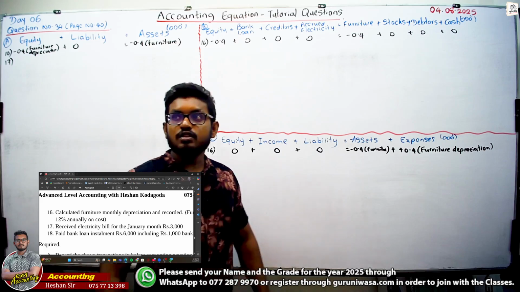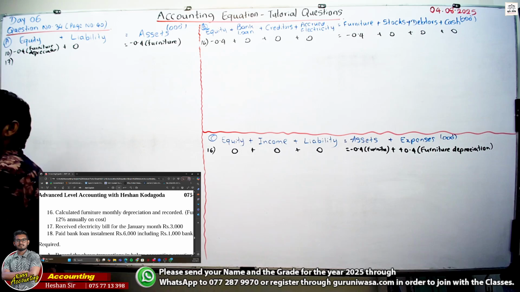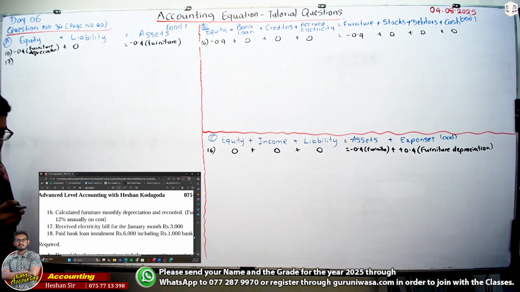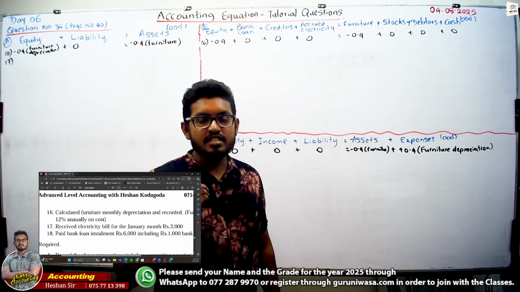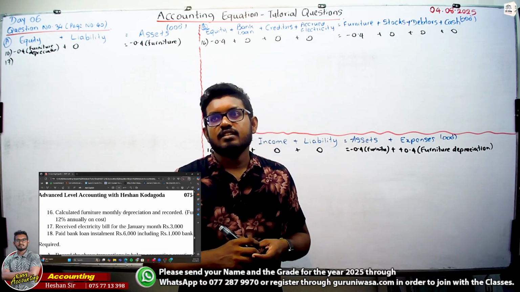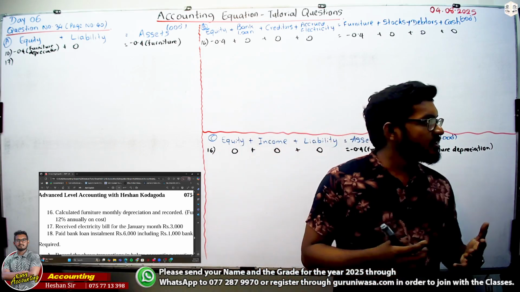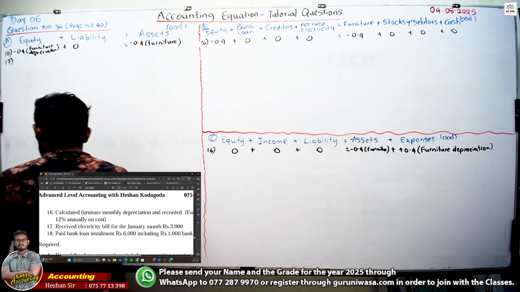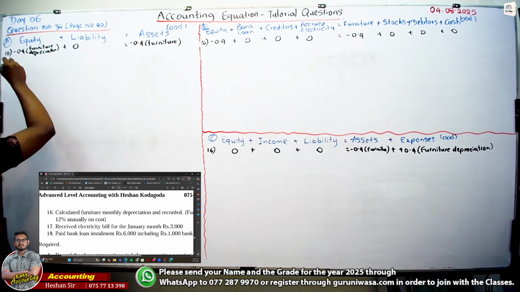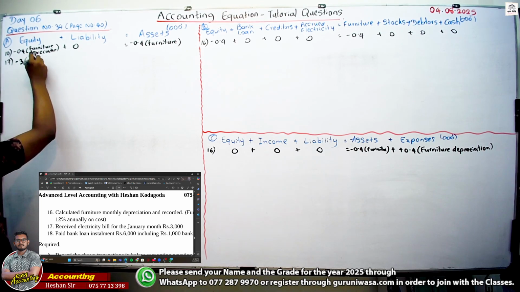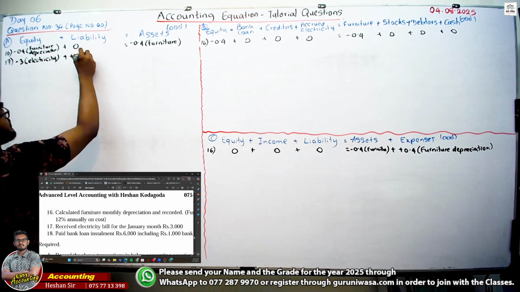Now in here, received electricity bill for the January month, 3,000. Any information about this, have we paid? No. We just received it, and we haven't done anything. Because of that, it is converted to a liability. Understand? So, whether we paid or not, electricity expenses we record as it is. So equity decreases 3,000 as electricity, liability increases 3,000 as accrued electricity.